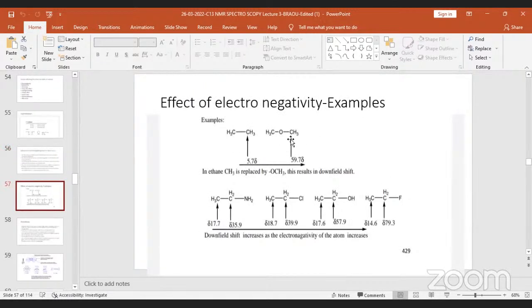See, ethane is this much. When it is attached to OCH3, it is shifted downfield. Similarly, it depends on the electronegativity. As the electronegativity of the attached atom or group increases, chemical shift increases. See, the fluorine-attached carbon is showing 79.3 ppm.